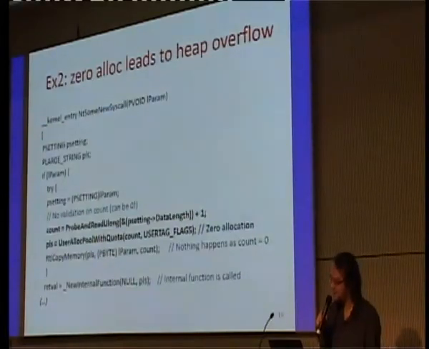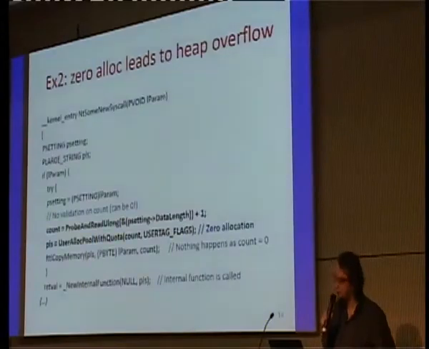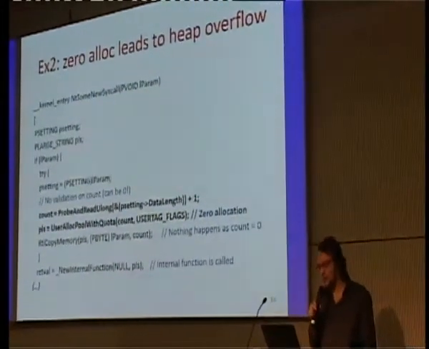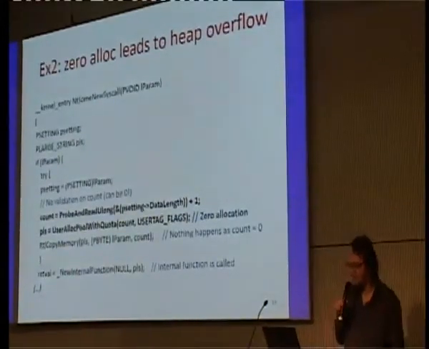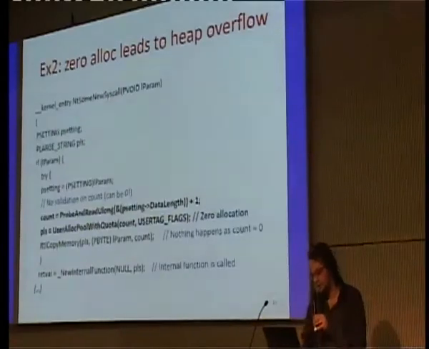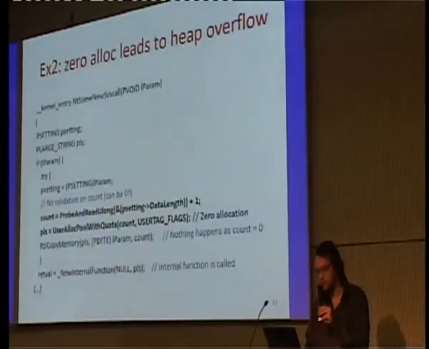However, you don't validate the value that you read. So if you don't validate the value and you do +1, then you can have an integer overflow and then count becomes 0. So you do a zero allocation. Again, you do RtlCopyMemory with 0 bytes, nothing happens, but the allocated structure is passed downward, as the second parameter of an underscore new internal function.